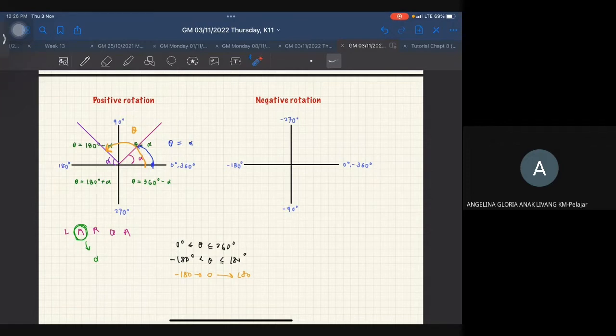Okay, so kalau negative rotation pula, so negative rotation beza dia adalah you read the angle by clockwise rotation.